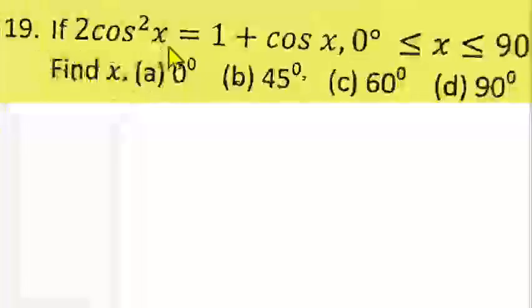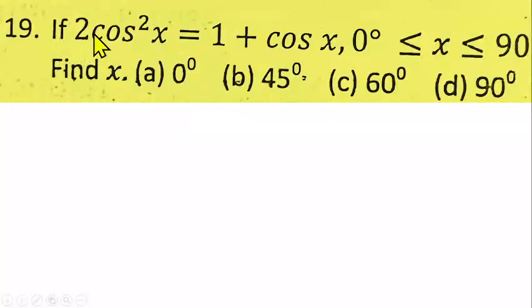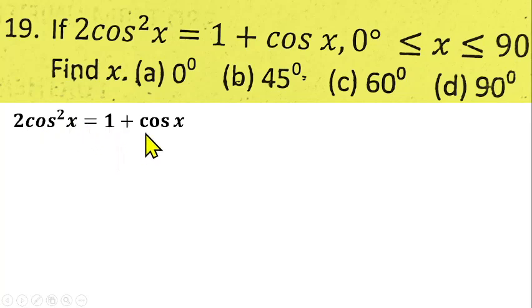Question number 19 is from trigonometric ratio. If 2 cos square x is equal to 1 plus cos x, where 0 degrees is less than or equal to x, less than or equal to 90 degrees. So, telling us that this belongs to trigonometric ratio, we have to find the value of x. So of course, how do we solve this? You are given an equation, 2 cos square x equals 1 plus cos x.